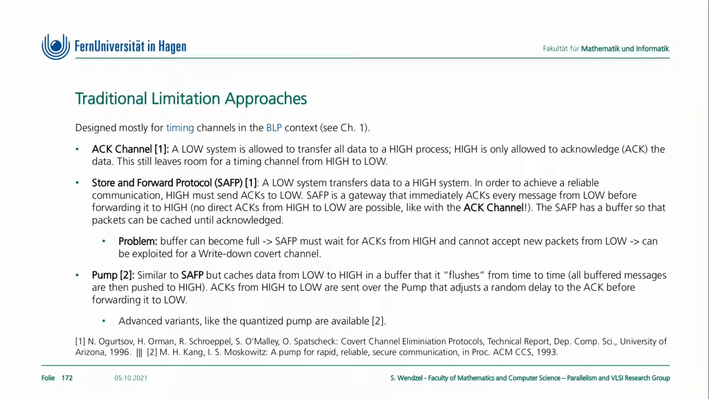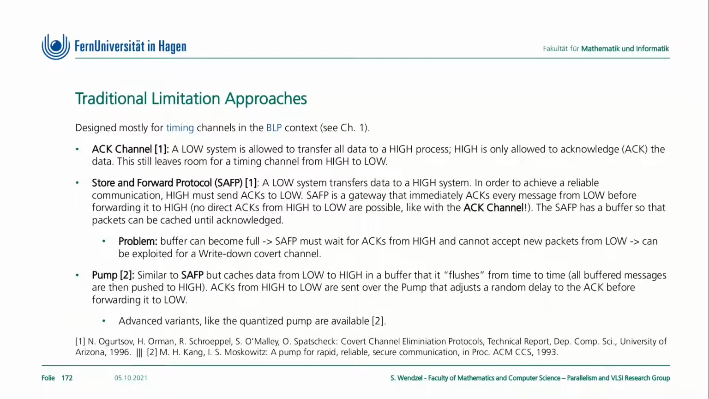The store and forward protocol, SAFP, is similar, so we have a low system that transfers data to the high system. And in order to achieve a reliable communication, high must send ACK to low, so this is like the ACK channel. But the SAFP is a gateway that sits in between them and immediately acknowledges every message from low before it forwards the message to high. So we eliminate the direct acknowledgements from high to low that we have in case of the ACK channel. Problem is the SAFP is a buffer, and the buffer can overflow or get full if the high system does not send acknowledgements, and this way the SAFP gateway also has the problem of not being able to acknowledge data from low because the buffer is full. So there would still be an indirect timing channel feasible.